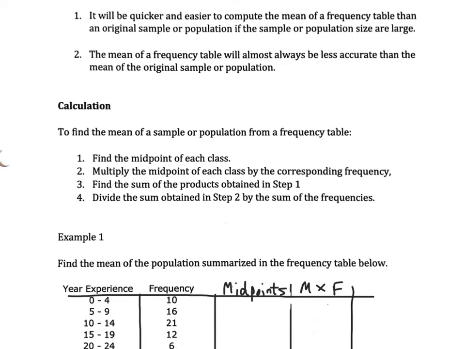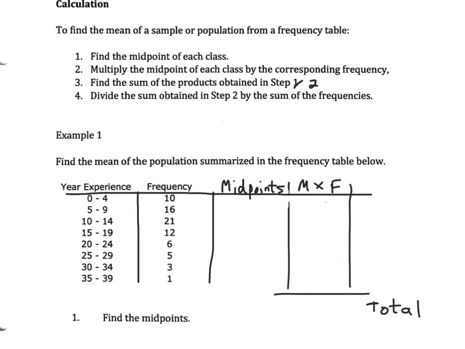First of all, a couple things we're going to need to add to the notes. They're missing a few things. First of all, there's a typo in step 3 here of the calculation. So it should say step 2. Find the sum of the products obtained in step 2. And then I've added a couple columns here that help organize those steps.